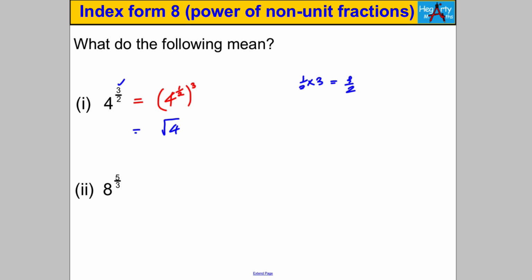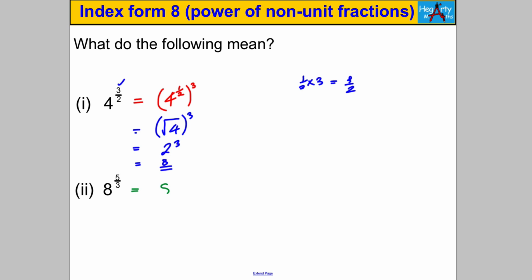Now I know what 4 to the half means. It means root 4. And I'm still cubing that. And in this case, root 4 is 2. So I'm going to do 2 to the power of 3, and I'm going to get the actual answer 8. So who would have thought I could actually look at 4 to the 3 over 2 and get the answer 8? Now let's do the same thing for 8 to the 5/3.